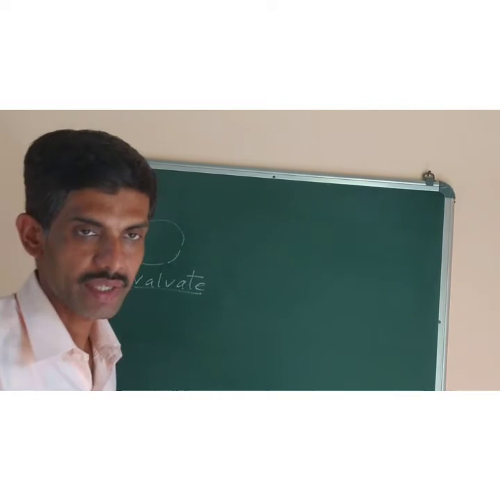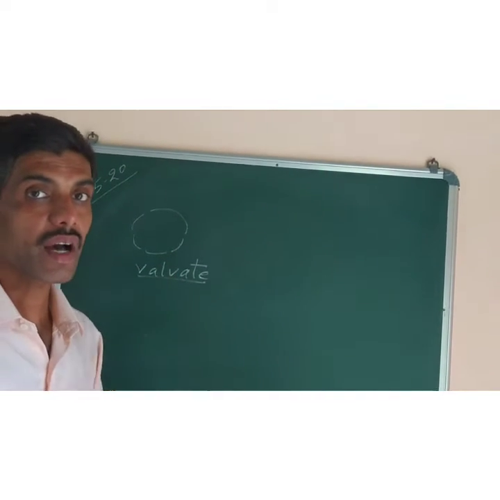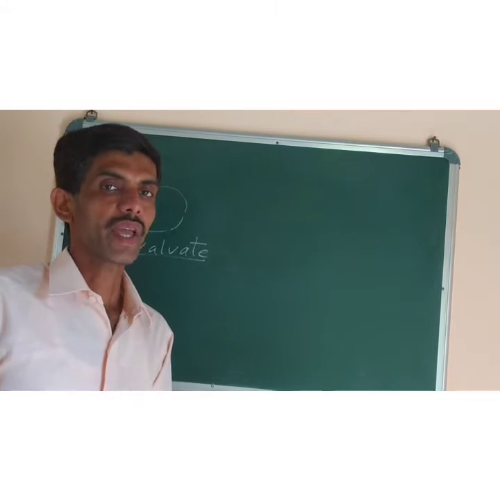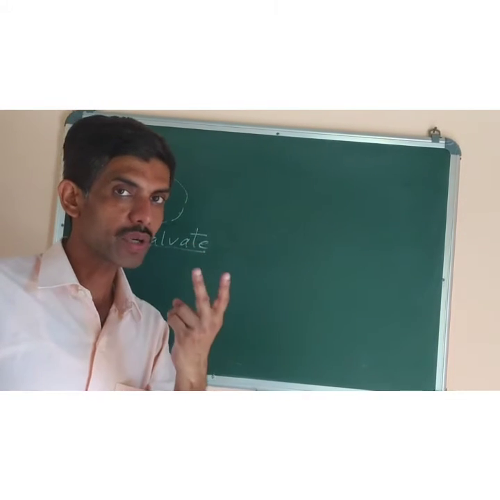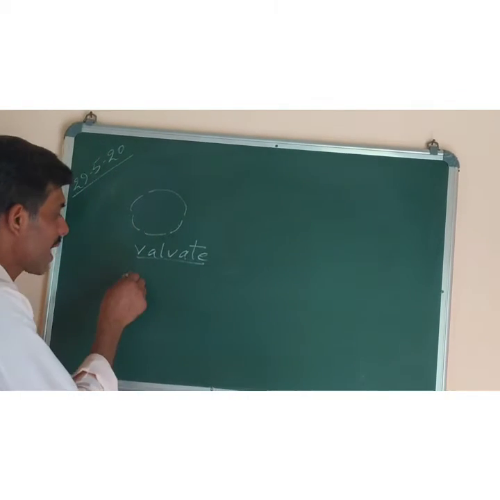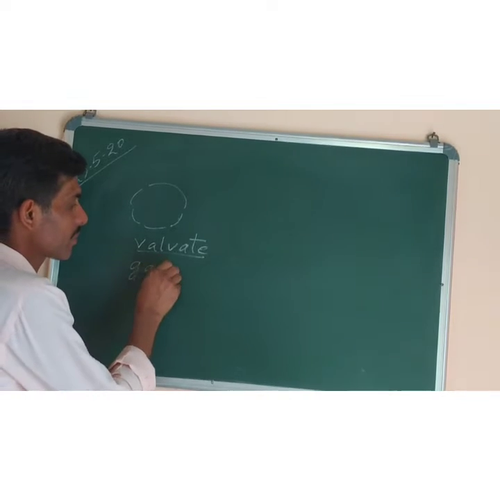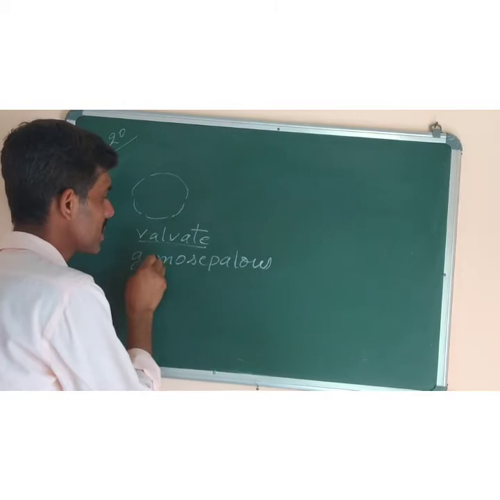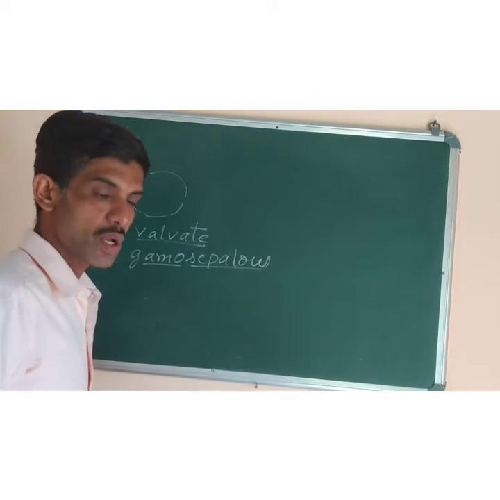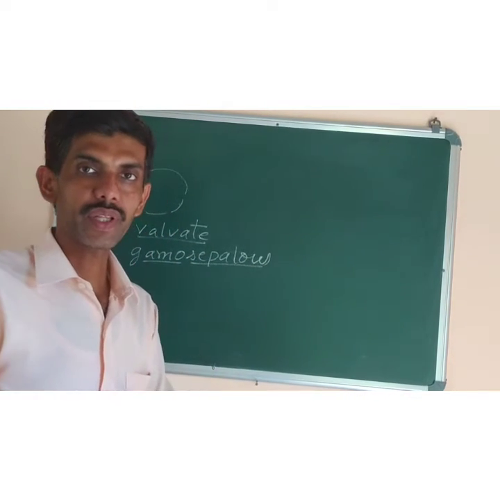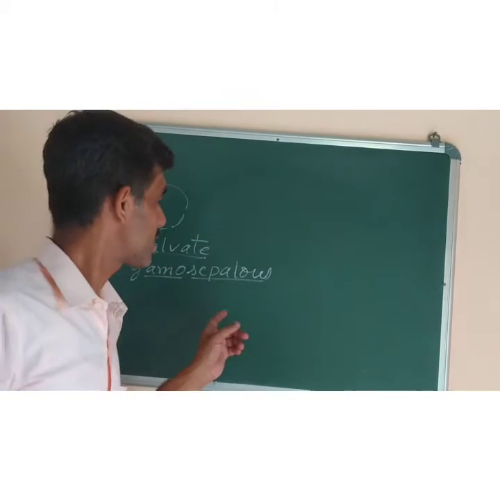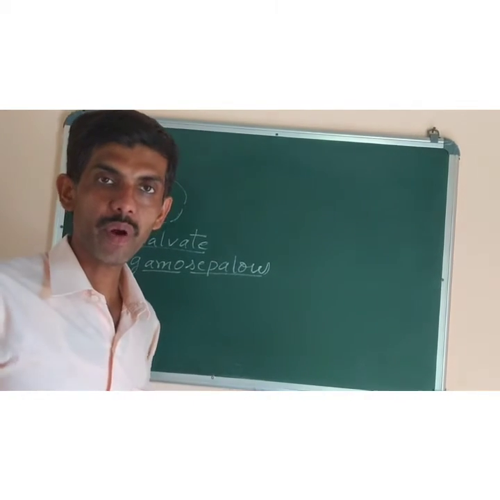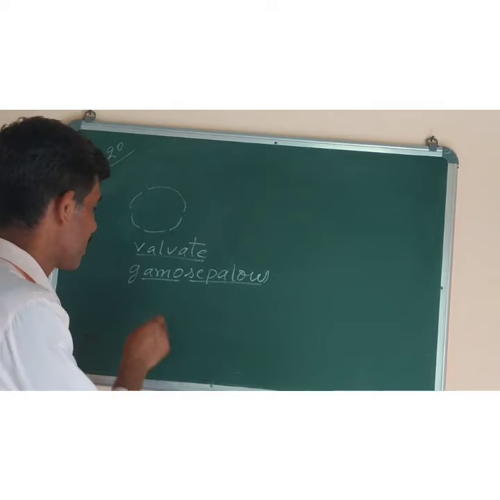Now next is calyx. You know that calyx is the outermost layer of the flower and it is green in color. So there are two terms associated with it: gamosepalous and polysepalous. Gamo means united, sepalous means sepals. So if all the sepals are fused with each other, the term used is gamosepalous. When the sepals remain free from each other, it is called polysepalous.